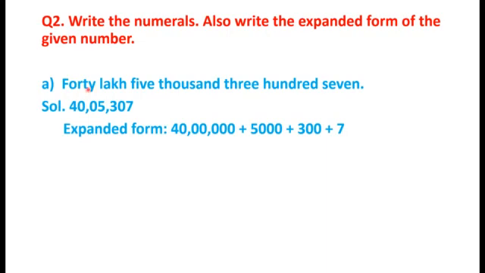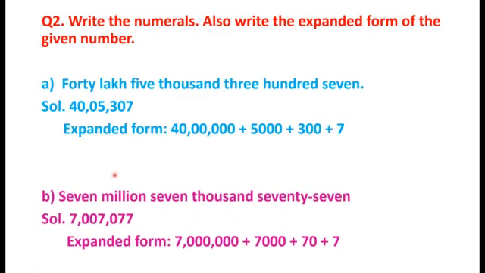Now the next question is, children: write the numerals, and also write the expanded form of the given numbers. The number is 40,05,307. 40 lakh means it is the Indian system of numeration. So 40 lakh means 40, then again a comma will come. Then 5,000. Since the thousands period has two places, we write 05, and then put a comma. Then comes 307. The expanded form of this is 40 lakh plus 5,000 plus 300 plus 7, and in total it will come to 40 lakh 5,307.